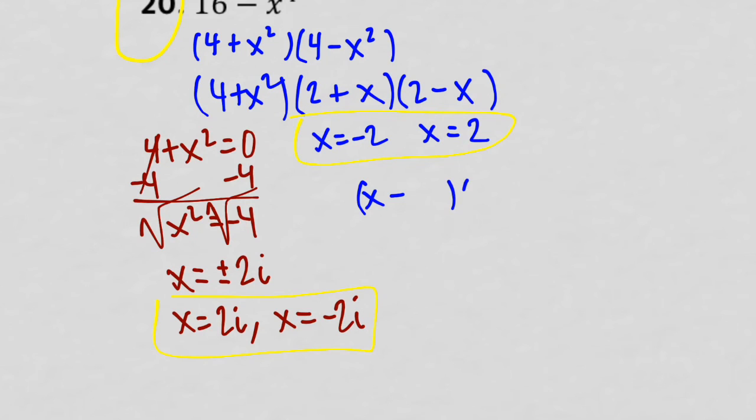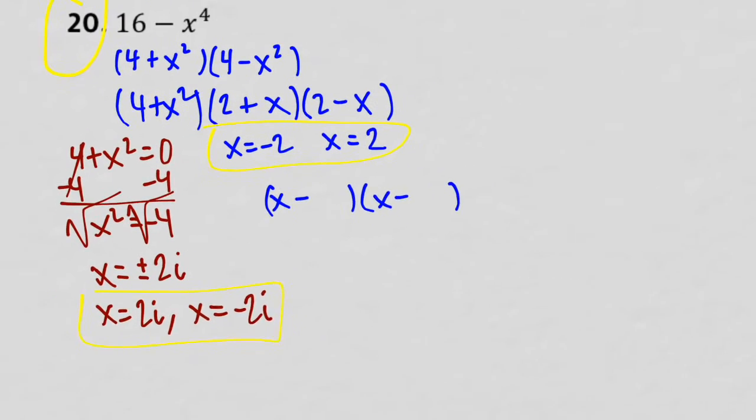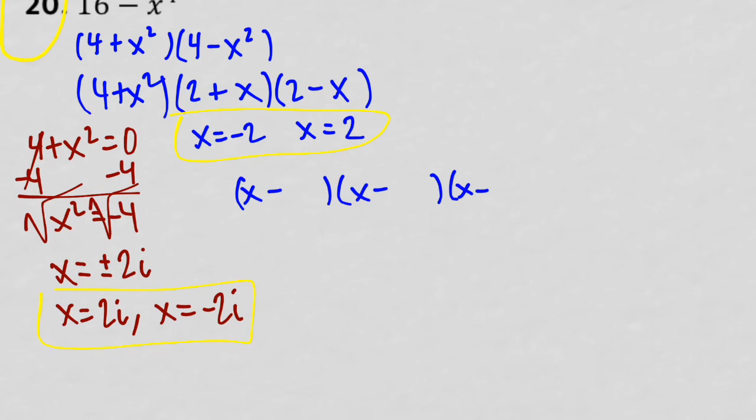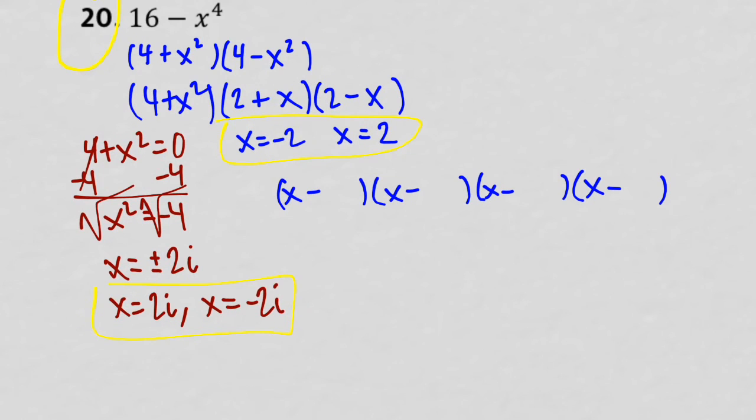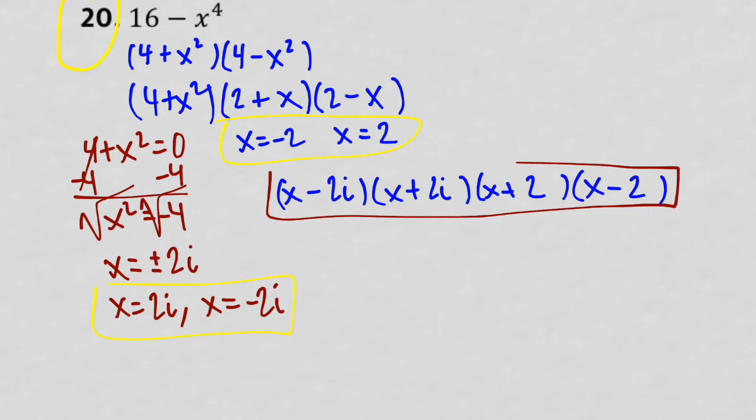X minus, x minus, x minus, x minus. There's 4 of them. And just write them all in there. 2i, negative 2i, which makes plus 2i here. Negative 2, which makes positive 2. And 2, which makes negative 2. There you go. That is completely factored.